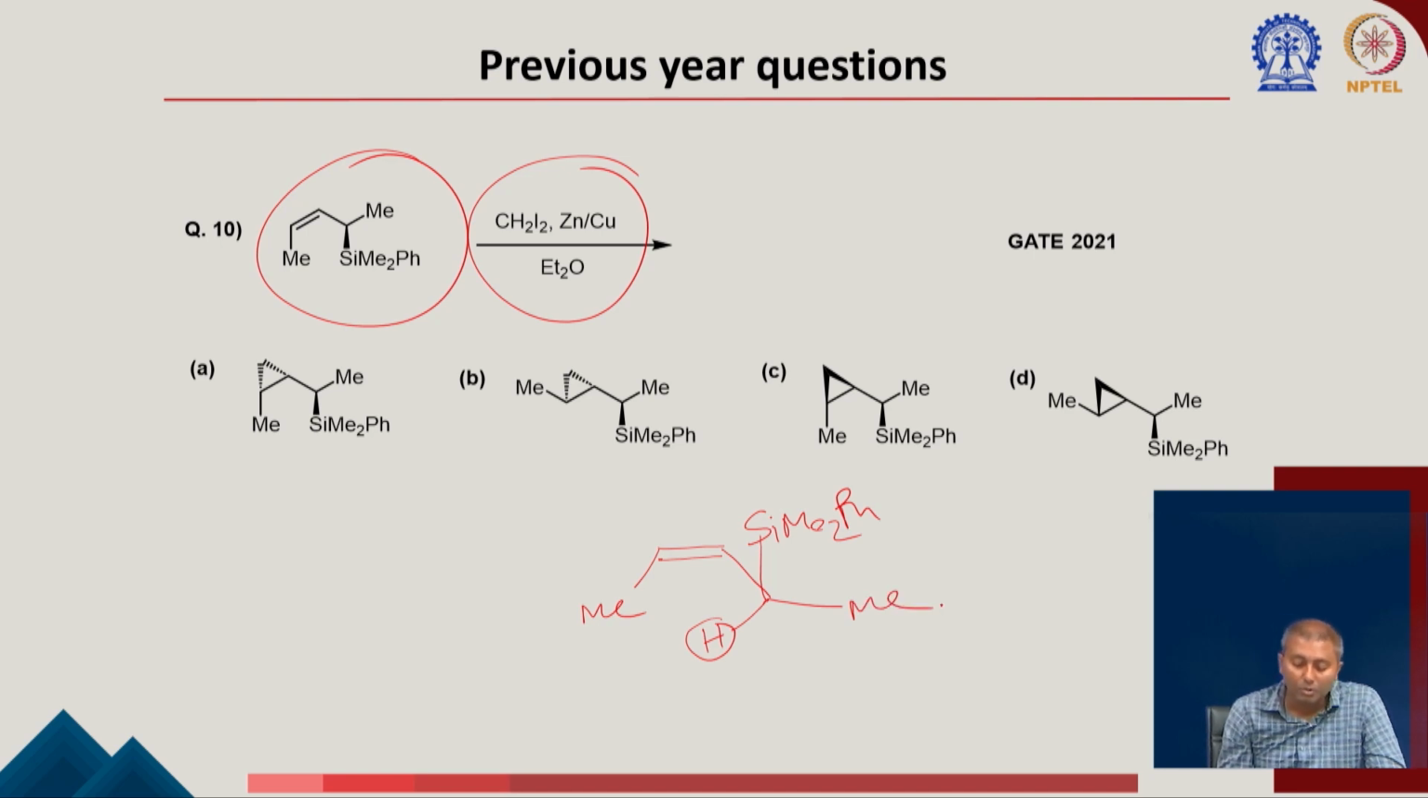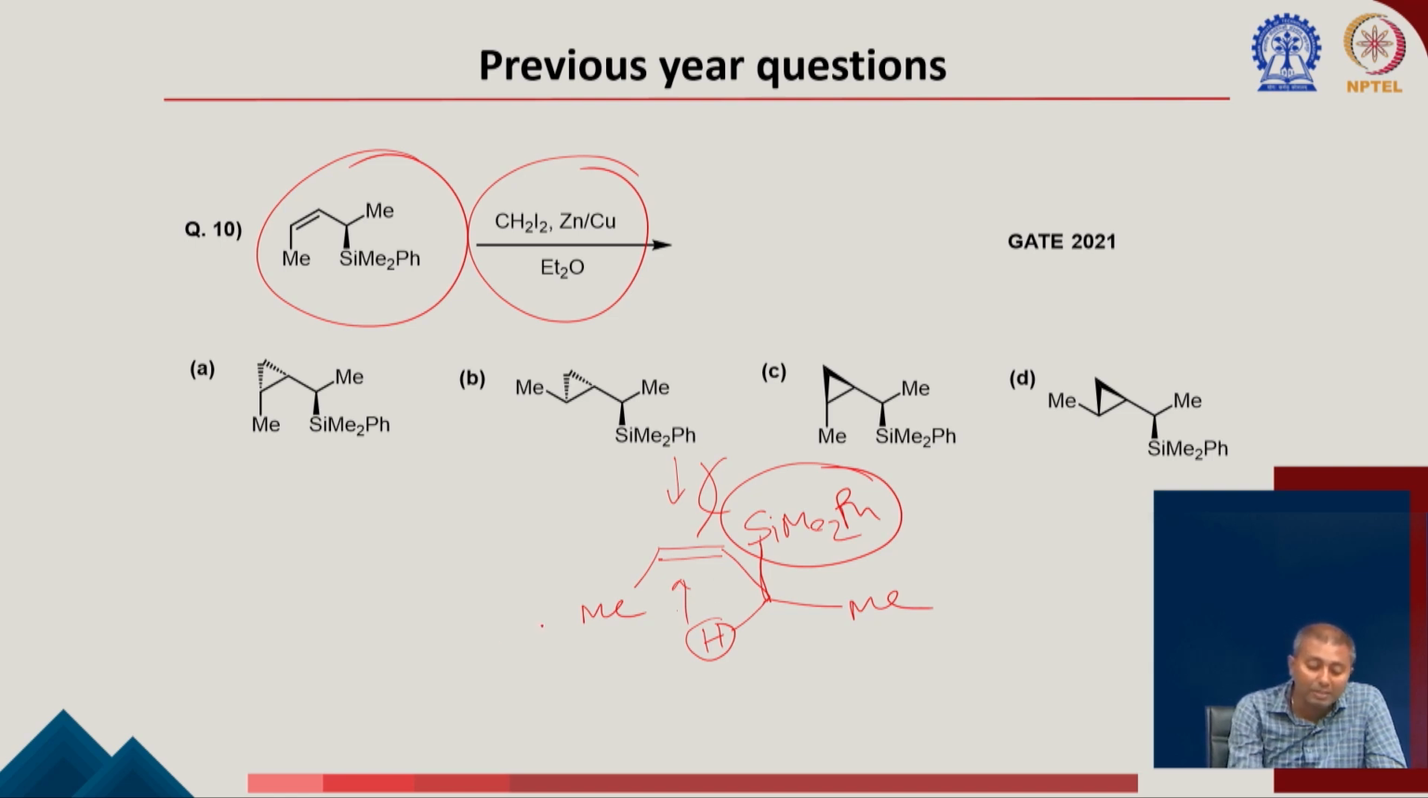Now you can see that if silicon is up here, and H is here, and you want to see the Simmons-Smith reagent approach, it can approach the top face or the bottom face. But on the top face it can have a steric clash with this SiMe2Ph. That is why the reaction is going to happen through the bottom face. So now you know that it is going to form the corresponding cyclopropane from the other face.